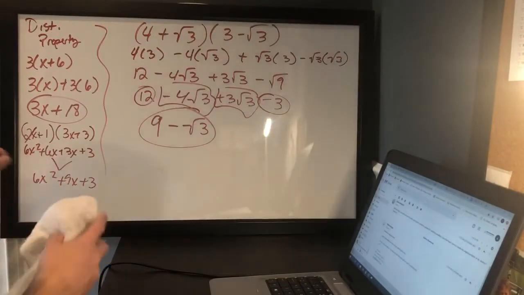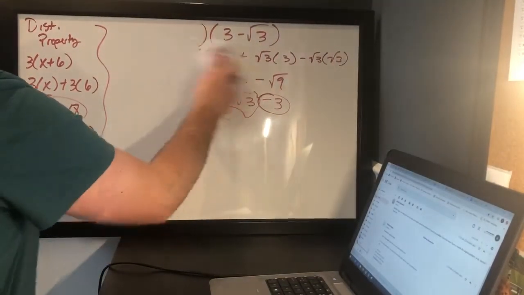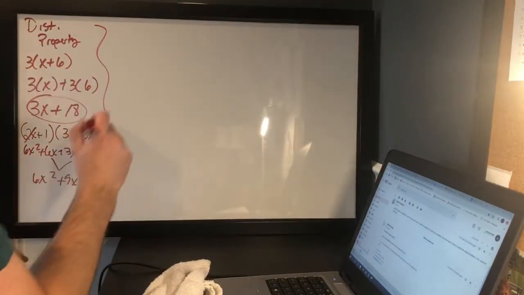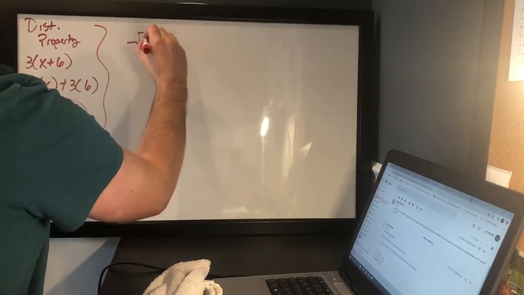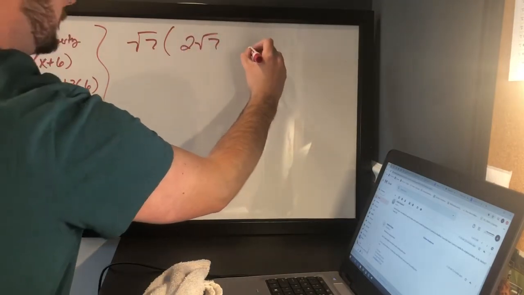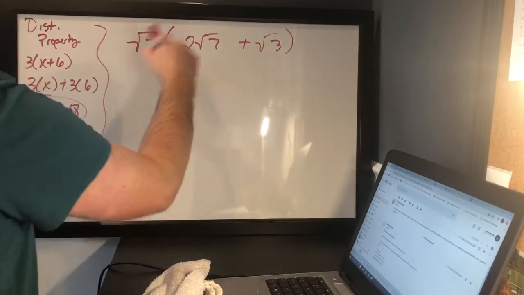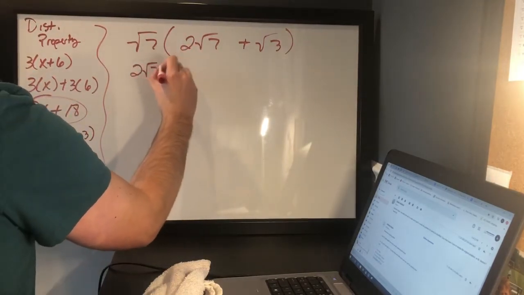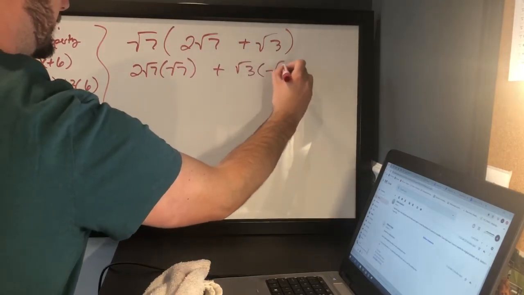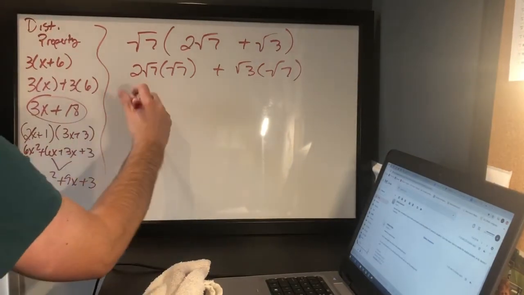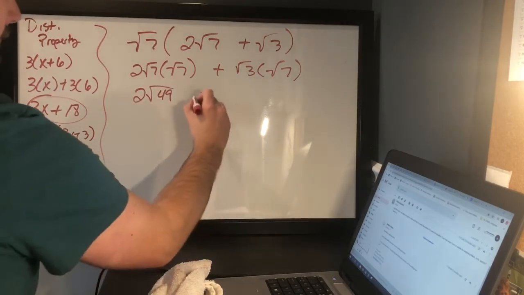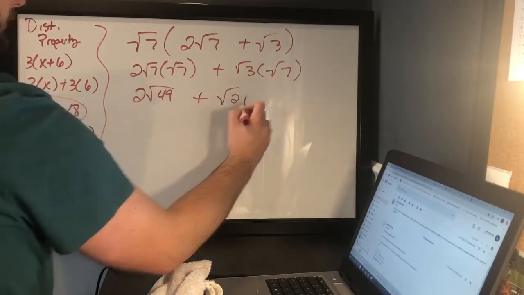All right, here we're going to go ahead and do another one where we only have one value on the outside. Okay, so if you get radical 7 on the outside, something like this, times 2 radical 7 plus radical 3, we distribute this to everything. So 2 radical 7 times radical 7 plus radical 3 times radical 7. All right, so if we do 2 on the outside, radical 7 and radical 7 gives us radical 49. Plus 3 times 7 is radical 21.